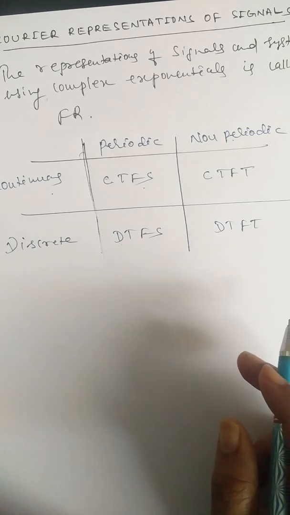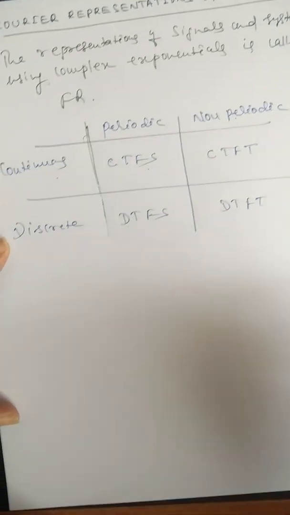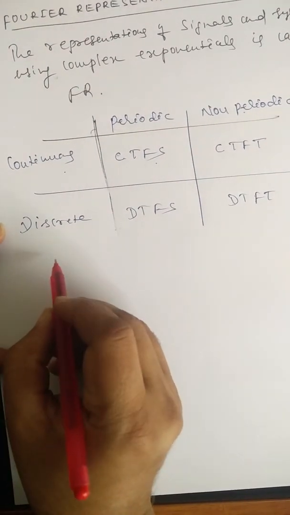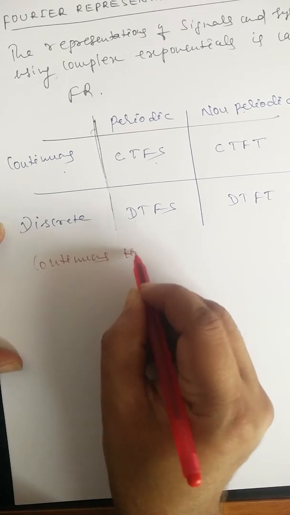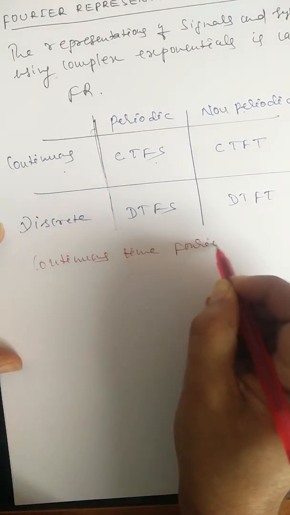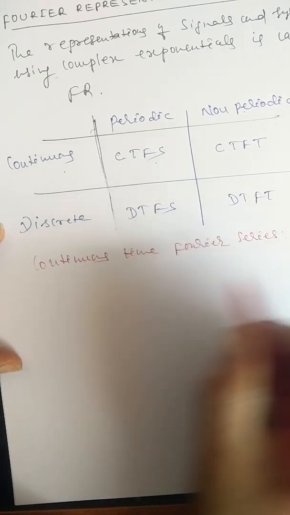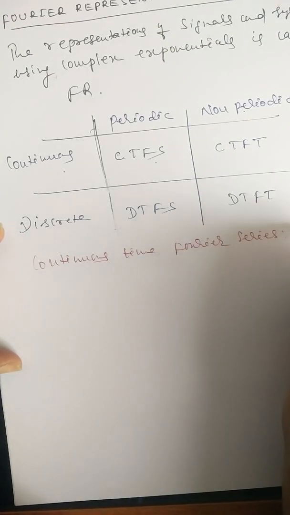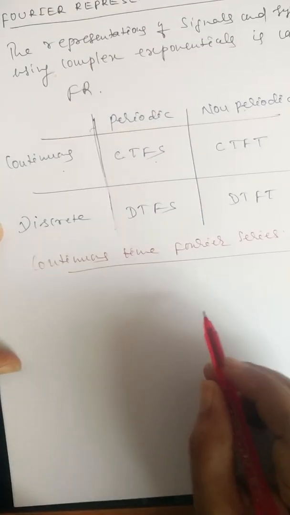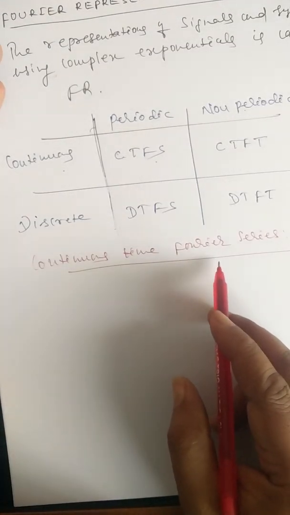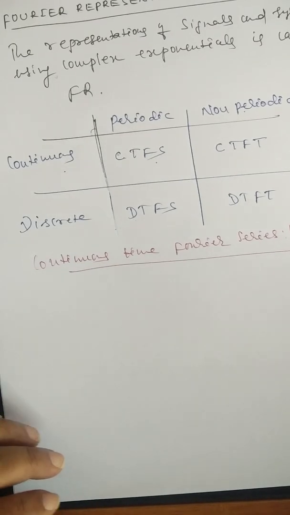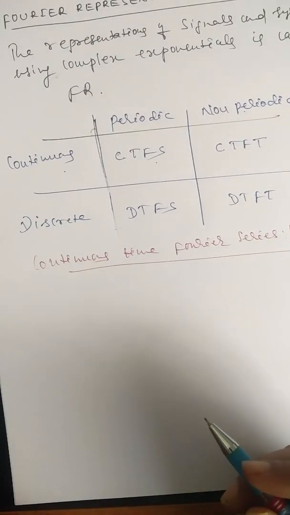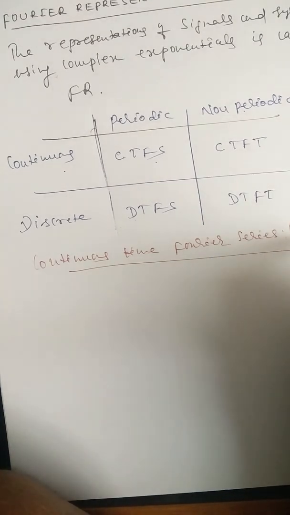Now, we'll take the first one, continuous time Fourier series. What is continuous time Fourier series? We know that continuous time Fourier series, that is CTFS, means what? Periodic signals are represented here, okay, using Fourier representations. That is, Fourier representation of periodic signals is known as the continuous time Fourier series.